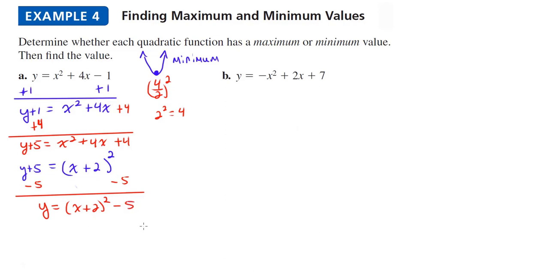And so our vertex is the point. Remember, we take the opposite of this number because it's x minus h. So the opposite of this number, comma this number. So the opposite of positive 2 is negative 2. So the vertex is at the point negative 2, comma negative 5. And the minimum value is the y value. So the minimum value on this function is going to be negative 5.